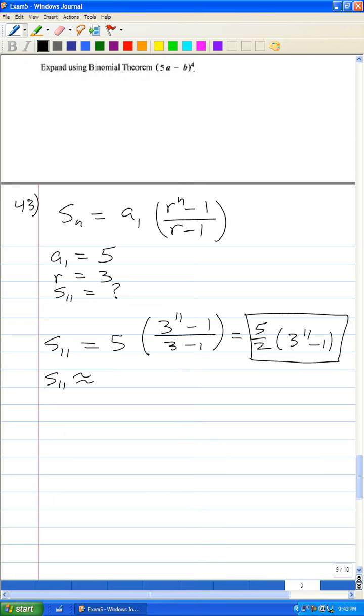Let's plug into our calculator: 3 to the power 11 minus 1, times 5, divided by 2. I can actually get a real answer. So it is 442,865. And that is your answer. Okay, so it's not an approximate answer, that's the exact answer.